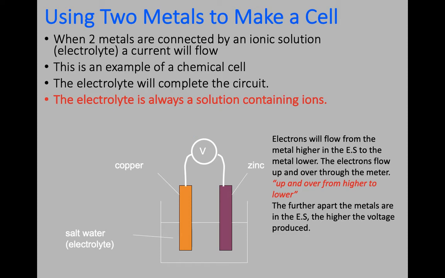Say that again. Electrons will flow from the metal higher in the series to the metal lower down. In this case, they're going to flow from zinc to copper, and they will flow up and over through the voltmeter from zinc to copper. The further apart the metals are in the series, the higher the voltage produced.